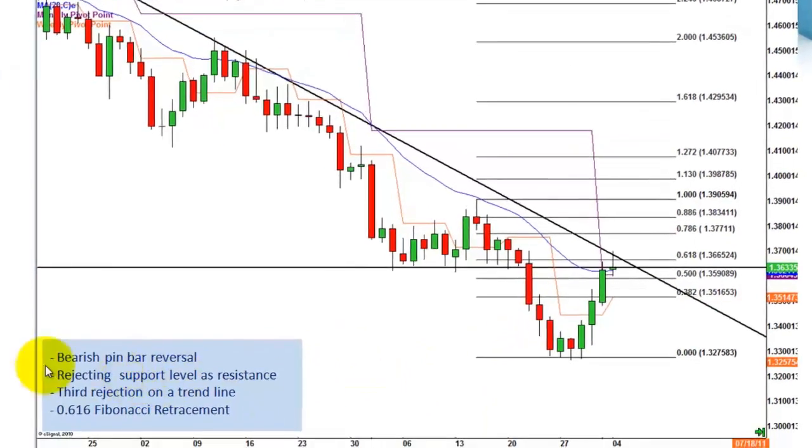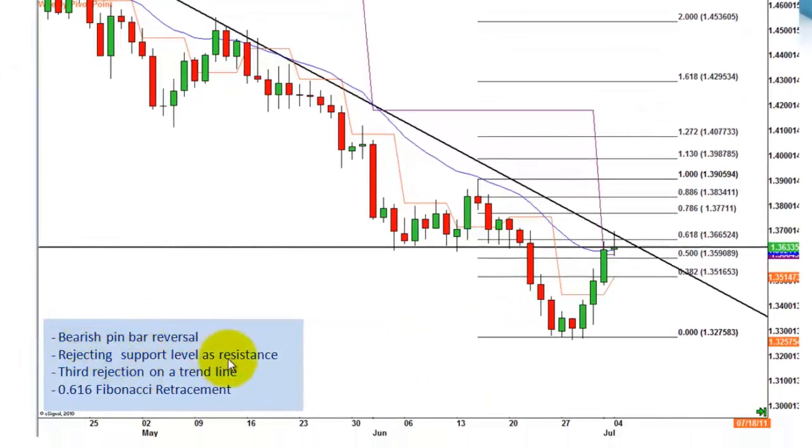As you can see here, we've got it all written down. Bearish pin bar reversal, rejecting a support level as resistance, third rejection of a trend line, 0.618. So we've built up the case for a short here, targeting it to the previous swing low if you wanted a higher probability, lower reward trade, or if you wanted to accept a higher reward, but in exchange for a lower probability, you target a lower low somewhere down here.